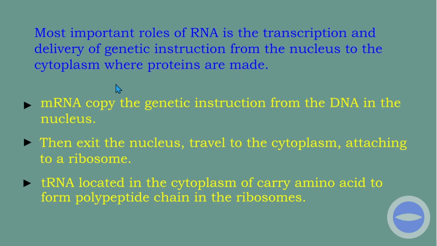mRNA will take the information from the DNA in the nucleus, then take it out of the nucleus to the cytoplasm, so that proteins are made in the cytoplasm. So here's the process. mRNA copies the genetic instruction from the DNA in the nucleus. Then mRNA exits the nucleus, travels to the cytoplasm, attaching to a ribosome. And then tRNA located in the cytoplasm carries amino acids to form a polypeptide chain in the ribosome.